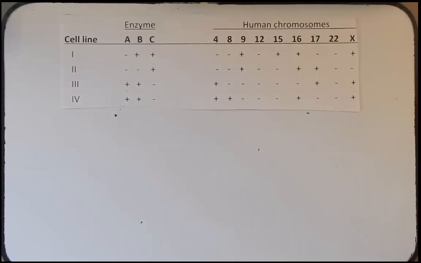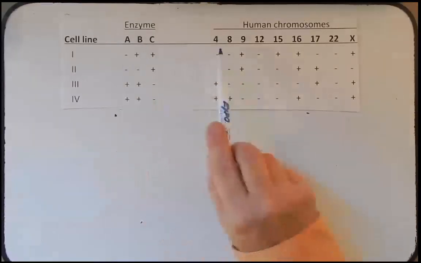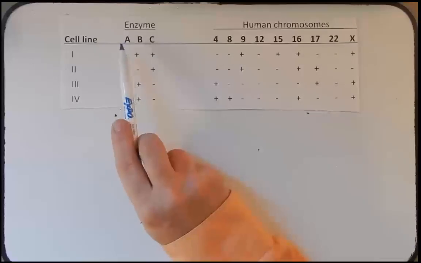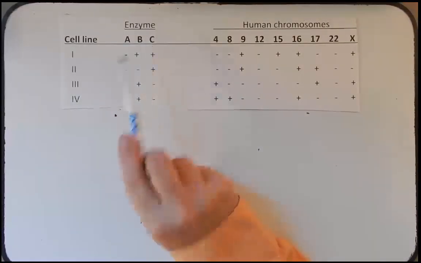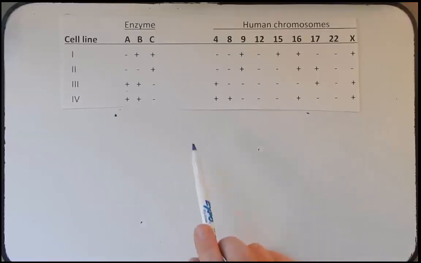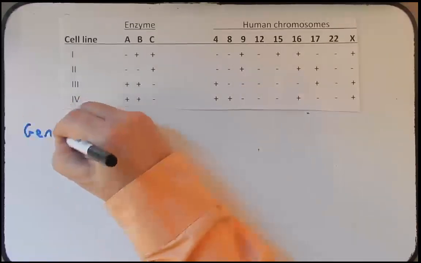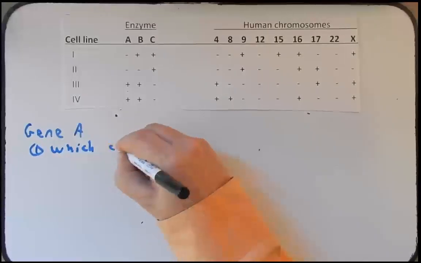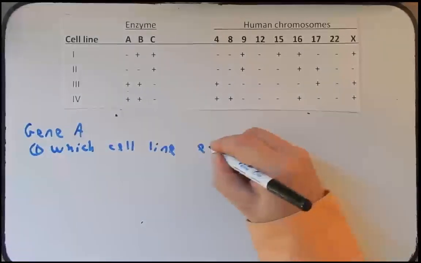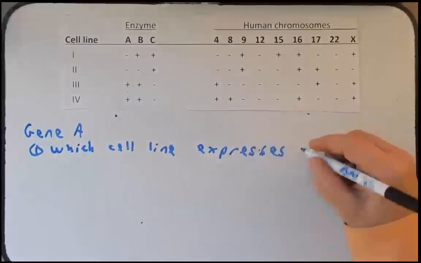Our goal here is to decide which chromosomes, shown here, contain the genes that make enzymes A, B, or C. So there are 3 genes that we want to identify their location. To do this, there are 3 simple steps we're going to follow. So let's first consider gene A. The first step is which cell line expresses gene A.